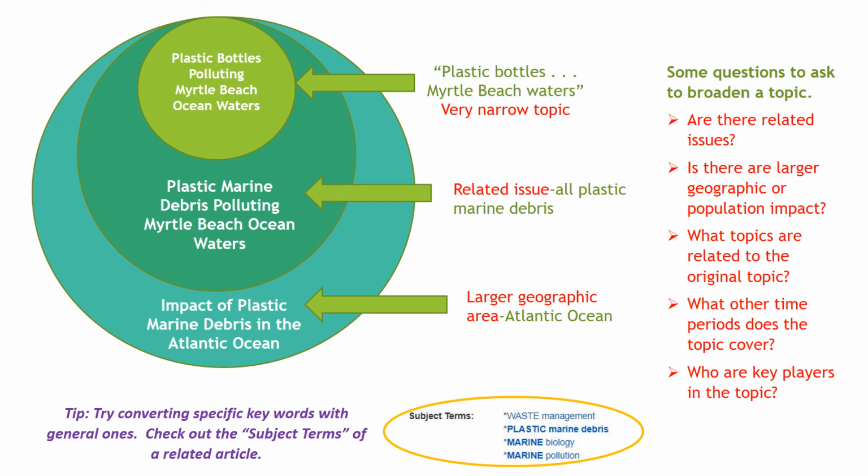Here is an example of a narrow topic: plastic bottles polluting Myrtle Beach ocean waters. There may not be enough information on this, so think of questions to broaden the idea. Are there related issues? Is there a larger geographic or population impact?